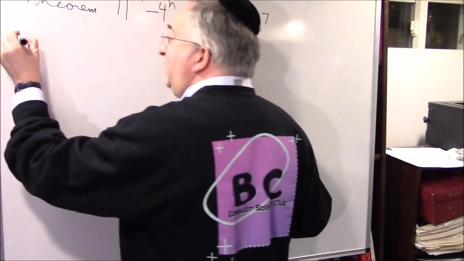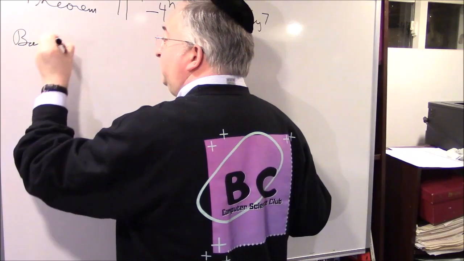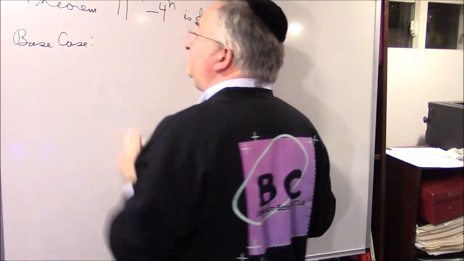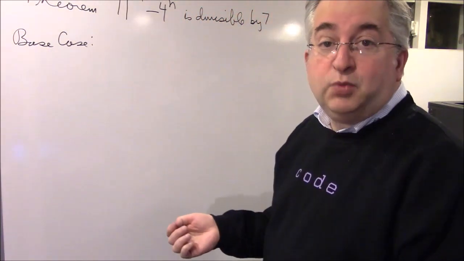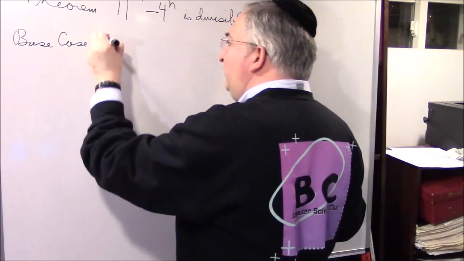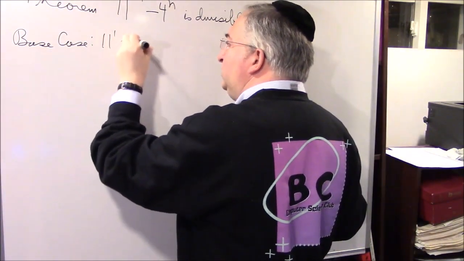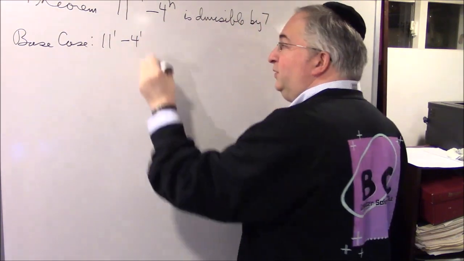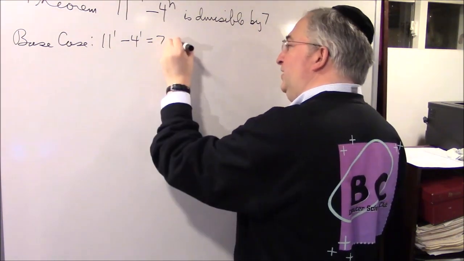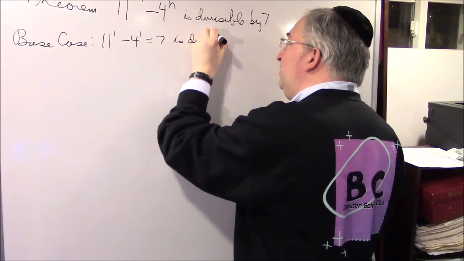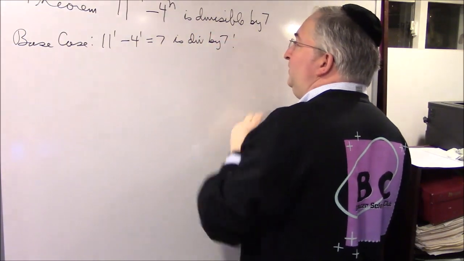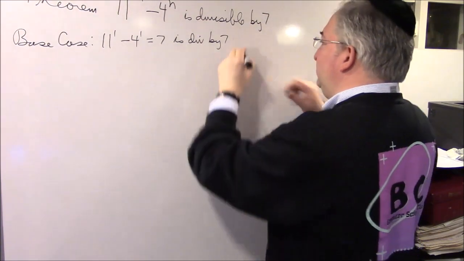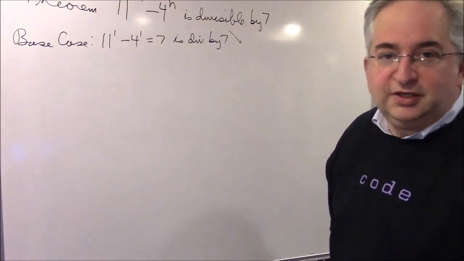So let's do it for the base case. The base case is when n is equal to 1. So 11 to the 1 minus 4 to the 1. What's that? That's equal to 7, which is divisible by 7. We are finished. That's true. That's the simplest thing in the world.